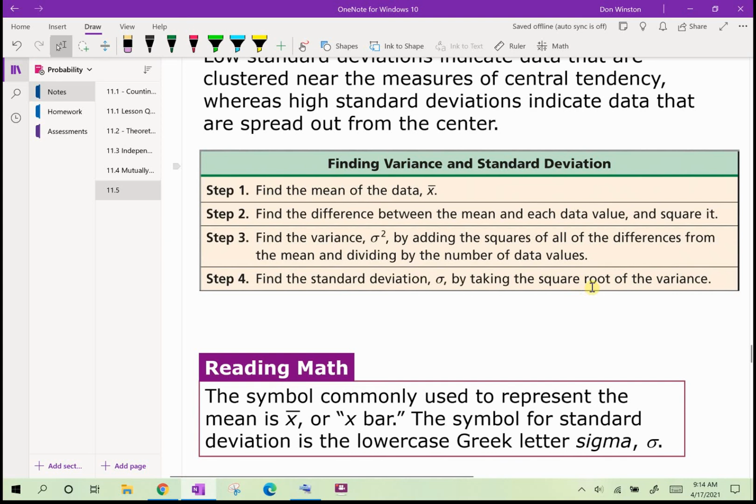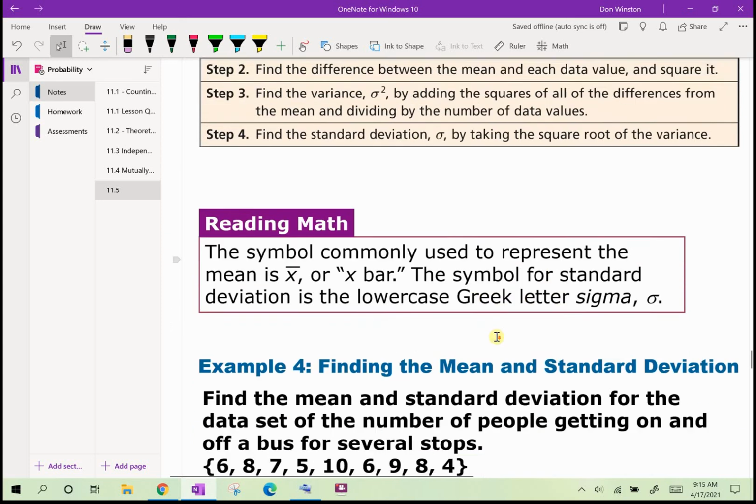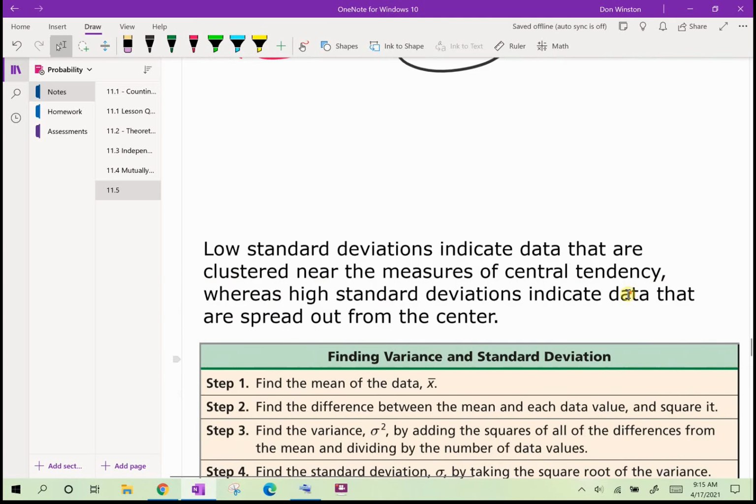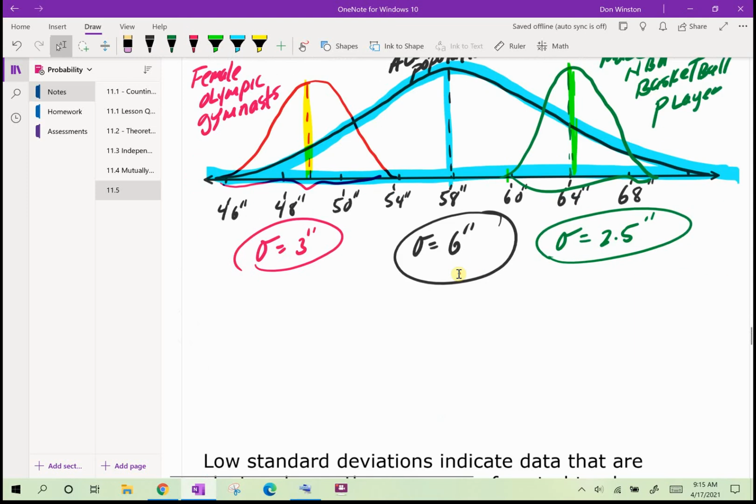So I'll go through these calculations. The symbol commonly used to represent the mean is x bar. The symbol for standard deviation, oops, I said rho, actually that's sigma. The symbol for standard deviation is the lowercase Greek letter sigma. So standard deviation is sigma, variance is sigma squared, and standard deviation is the square root of sigma squared.